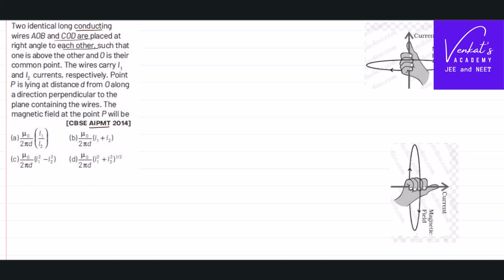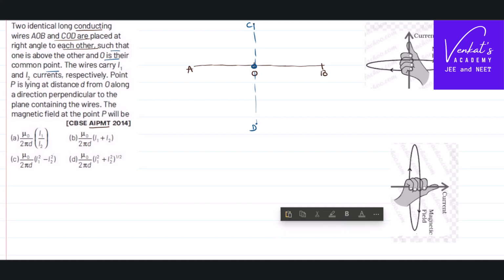Let me try to draw a diagram for that. So, this is our AOB. Now, there is COD, another one. I have to draw another line. This is our COD, they are at right angles to each other. So, I can treat this as COD such that one is above the other, and O is their common point. So, this is our common point.